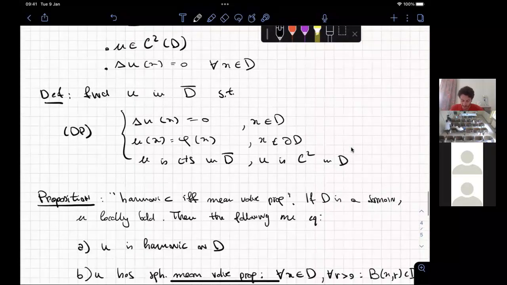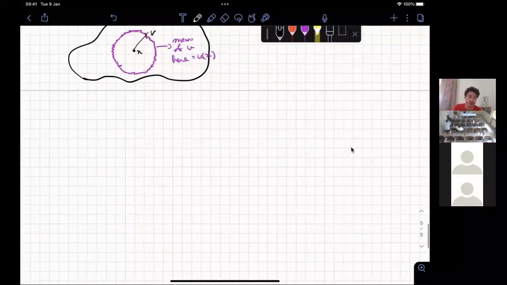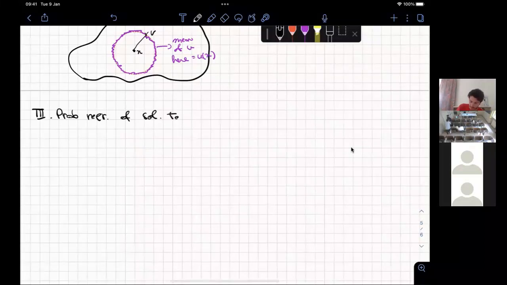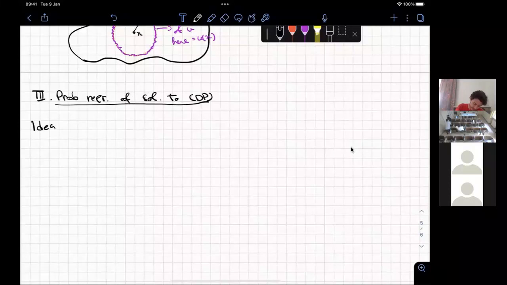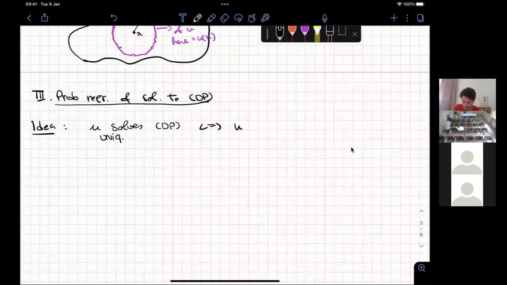Now, once we know this, we can go to the core of today, the probabilistic representation. Representation of solution to the Dirichlet problem. And again, the idea is to say that you solve the Dirichlet problem uniquely if and only if u is this guy.